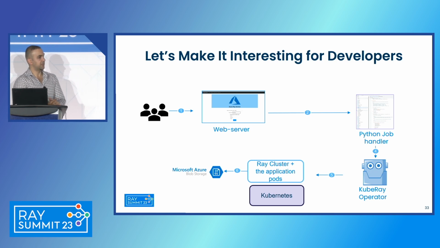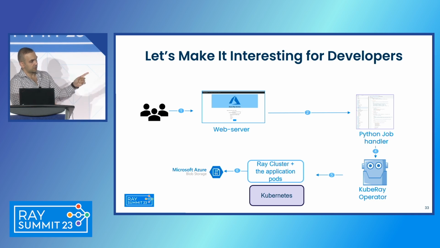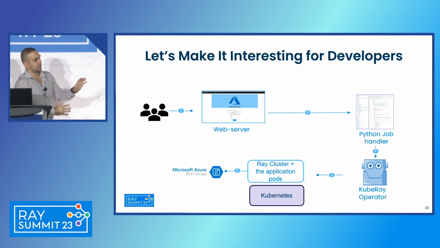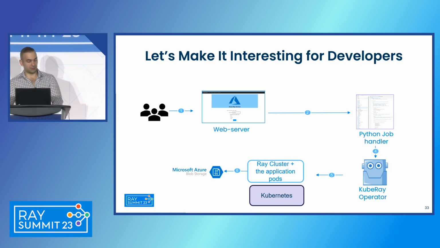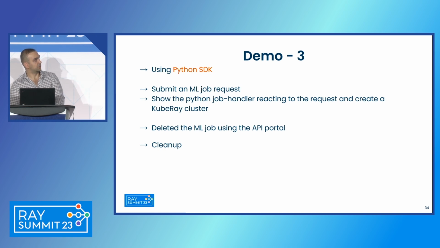So from a high-level perspective for the demo, we're going to show the users. I'm not going to show the web server today. The web server was developed within a hackathon that we did. A group of contributors contributed to this demo. And from the web server, we go to the Python backend. The Python backend is simply just a Flask web server. It exposes some APIs. Under the hood, it uses the Python SDK I mentioned, talks to Kubernetes, invokes KubeRay, creates your cluster application. Some of those applications are using Azure Blob Storage to download files and to train based on those files. So let's go into this demo where we're going to submit a machine learning job request, show the Python job handler reacting to that request, and then clean up after.